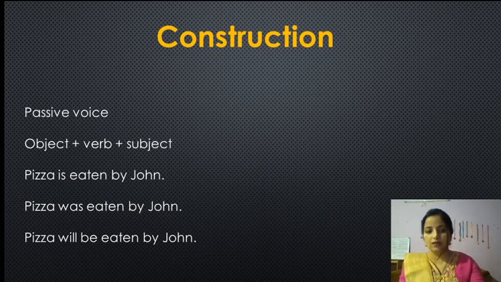So you can see that in the previous slide, John was the word which was in the beginning. In the next slide, John is the word which is coming at the end. So subject is going towards the end and pizza is going towards the beginning, whereas we know pizza is the object here. So subject is taking object's place and object is taking subject's place. That is the basic difference between active and passive voice.